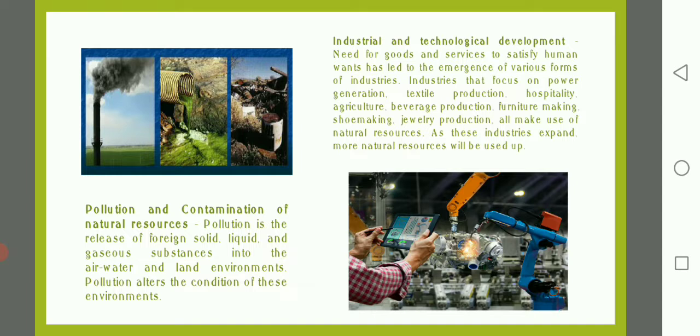The sixth is industrialization and technical development. This industrial process releases gases, effluent, and solid waste products that pollute the atmosphere, water bodies, and land surface. This is a form of depletion of natural resources.